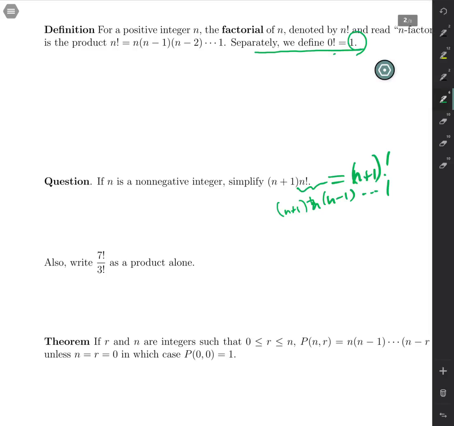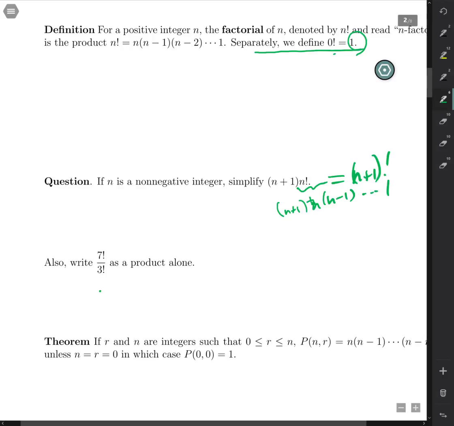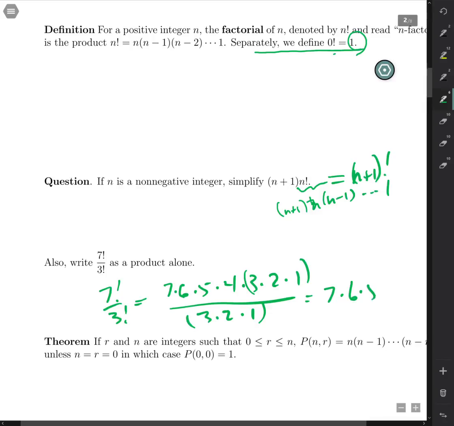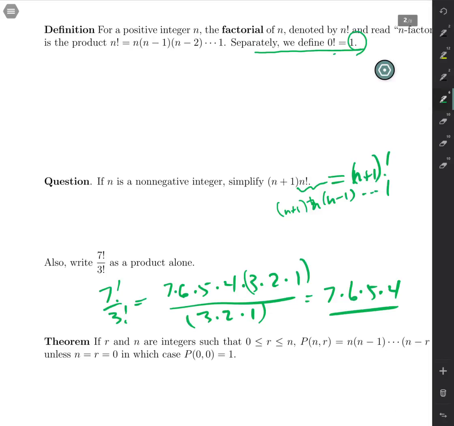Second question: write 7 factorial over 3 factorial as a product alone. Well, you could write out the whole factorial and see how this is working. It's worthwhile to see how this works out. So 7 factorial over 3 factorial is equal to 7 times 6 times 5 times 4 times 3 times 2 times 1 over 3 times 2 times 1. And the 3 times 2 times 1 cancels, just leaving us with 7 times 6 times 5 times 4. So it's the factors on the top, but only from 4 and above. We're going to talk more about this and develop a formula for the permutations in the next video.